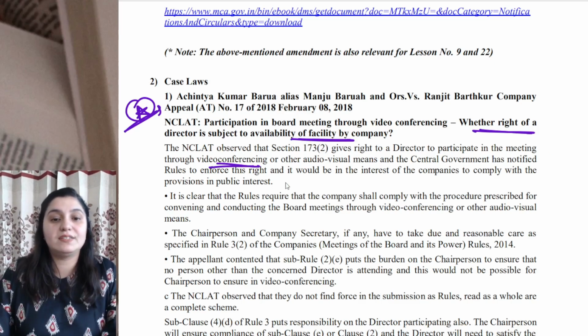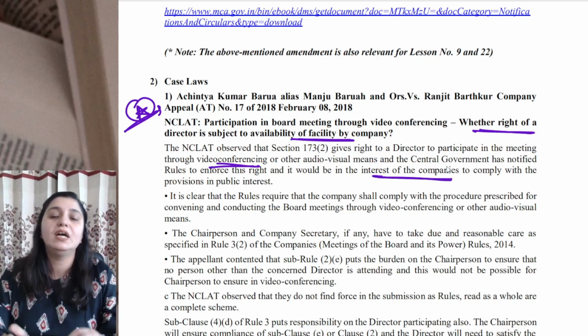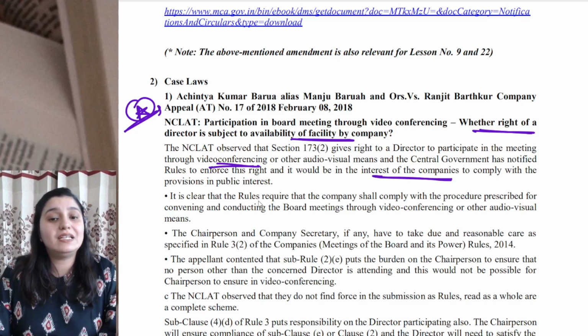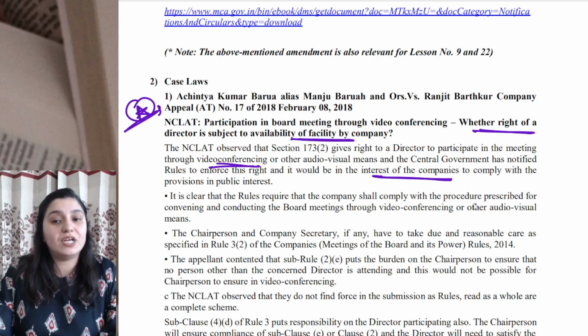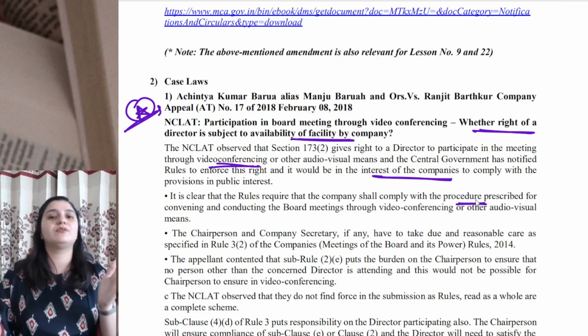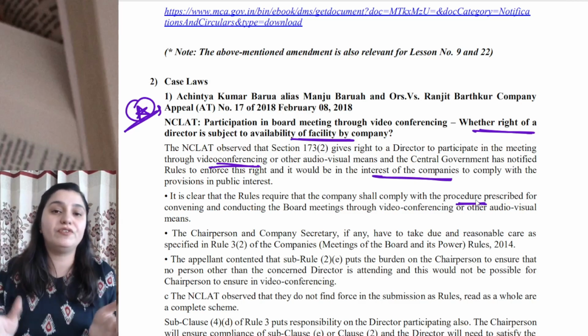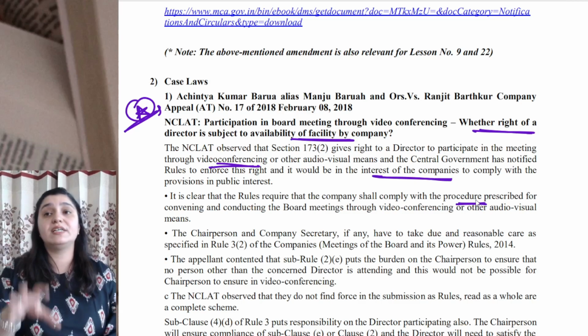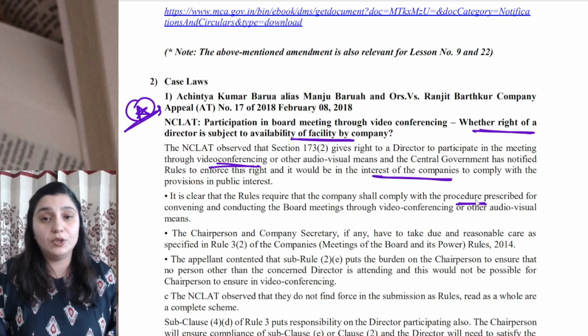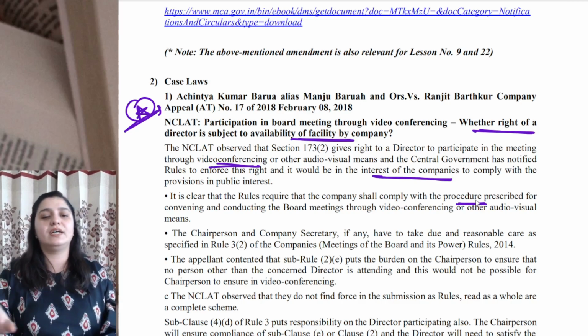एंड द सेंट्रल गवर्नमेंट हैज नोटिफाइड द रूल्स टू एनफोर्स दिस राइट एंड इट वुड बी इन द इंटरेस्ट ऑफ द कंपनीज. तो काफी फायदा रहता है कंपनीज को भी वीडियो कॉन्फ्रेंसिंग मोड से जो डायरेक्टर्स है वो ज्वाइन कर सकते हैं. इट इज क्लियर दैट द रूल्स रिक्वायर द कंपनी शैल कंप्लाई विद द प्रोसीजर फॉर कन्वीनिंग कंडक्टिंग. देखो बहुत सारा प्रोसीजर होता है. फॉर एग्जाम्पल फॉर वीडियो कॉन्फ्रेंसिंग यू नीड टू रिकॉर्ड द वीडियो कॉन्फ्रेंसिंग, यू नीड टू मेक श्योर नो बडी एल्स इज देयर विद द डायरेक्टर, यू नीड टू take his attendance. So ये सारी चीजें करनी पड़ती हैं.